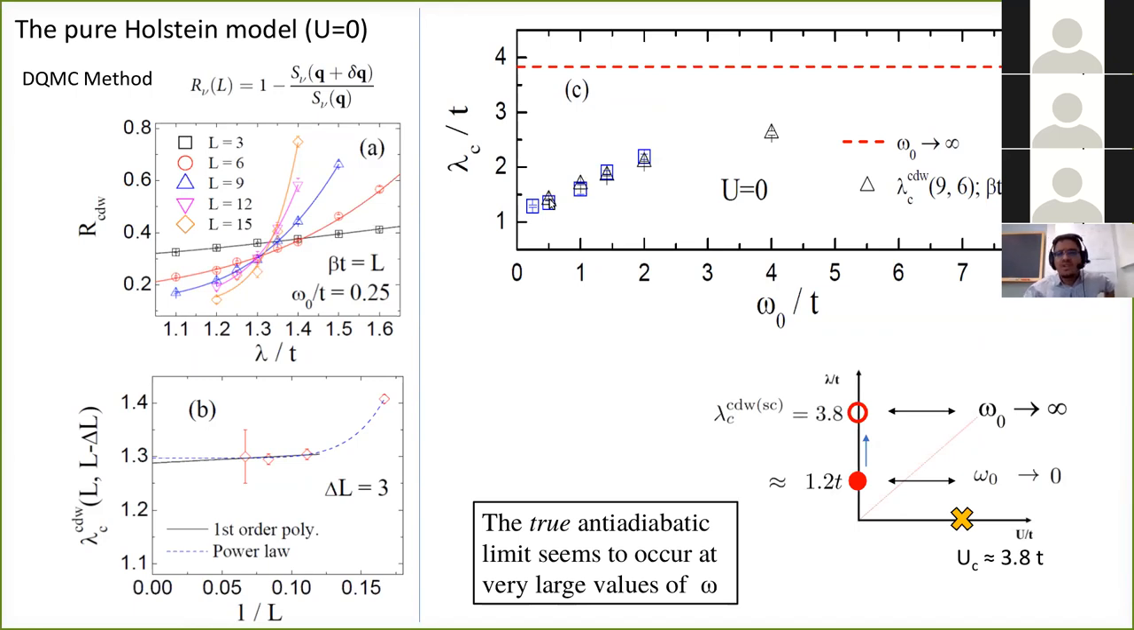And as we increase the value of lambda, it should go to 3.8. That is basically the value of the attractive Hubbard model. And one thing that's very interesting here is that it's something that's not taken into account for most of the problems: even for a large value of omega, for instance omega equal 8, we are very far from the attractive Hubbard result. So basically the true anti-adiabatic limit is just obtained for very, very large values of omega.